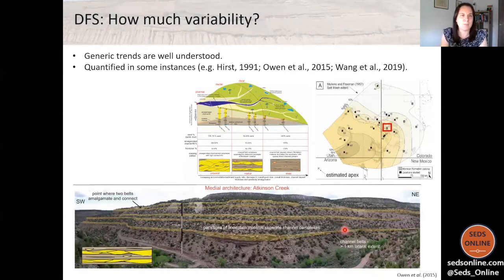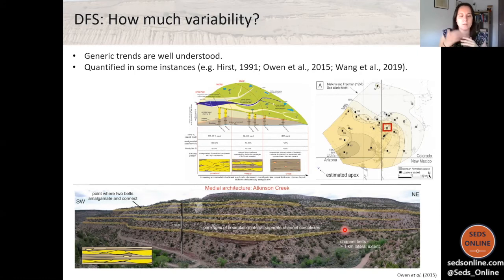But how much variability is actually present? In terms of DFS, the generic trends are very well understood, and I've just talked about them: the decrease in channel size and presence downstream, and the increase in floodplain content. And what's really great to see is these have started to be quantified in some instances. So the work by Philip Hirst on the Huesca fluvial system was really fantastic work. It started to quantify the characteristics.